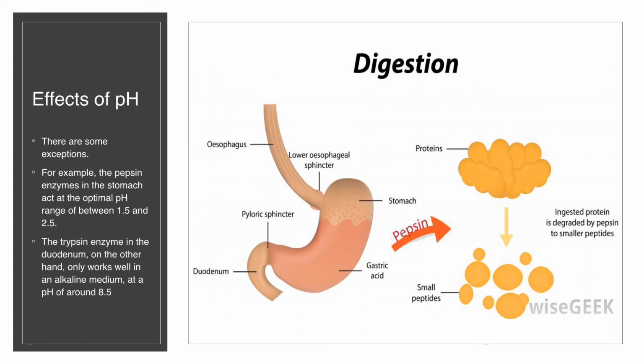However, there are a few exceptions. For example, the pepsin enzyme. The pepsin enzyme in the stomach has an optimal pH between the range of pH 1.5 and 2.5. The next example is trypsin enzyme in the duodenum. Trypsin enzyme works well in the alkaline medium. The optimum pH for trypsin enzyme is around 8.5.